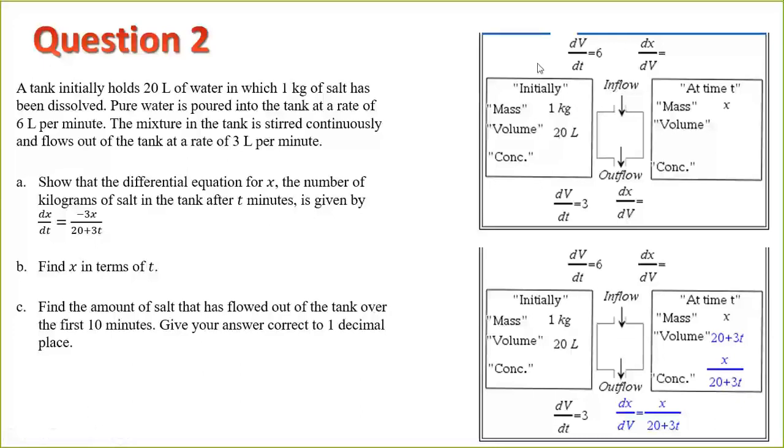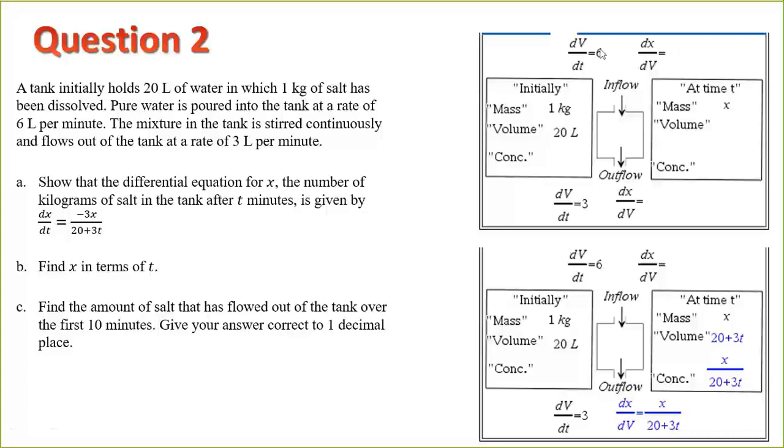We're told that the liquid is flowing in at the rate of 6 litres per minute. There's our dV/dt. Then we're told that it's flowing out at a rate of 3 litres per minute. So dV/dt is flowing out there. Now, because it's pure water, there's no salt in there. So therefore, the x dV, that's just going to be blank. It's going to be 0.